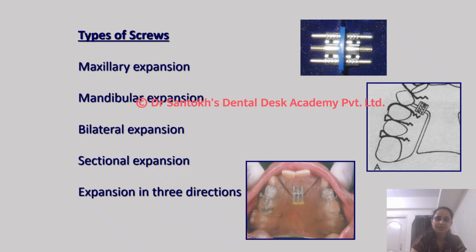So you can see this. This is a sectional expansion where you are incorporating the expansion screws in this region. It will move this segment distally. Okay, so this is a sectional type of expansion. If you are splitting the acrylic here also, this is an expansion in three directions, where you will do expansion in this direction, in this, and in this direction. So these are the different types of screws which are used for different expansion.